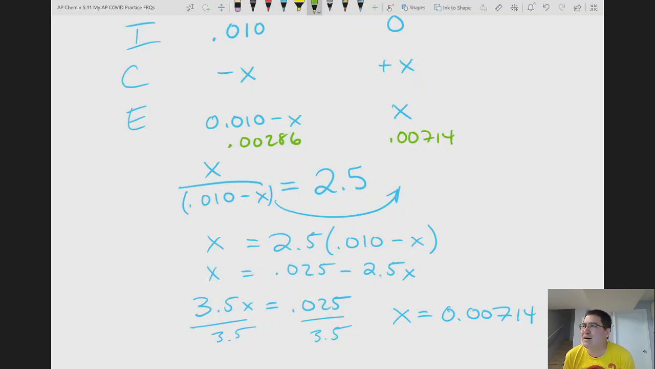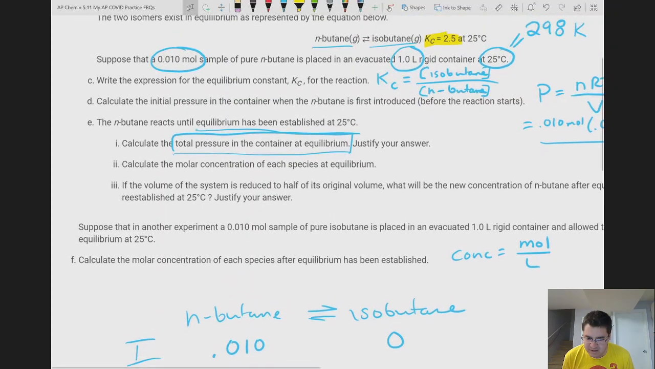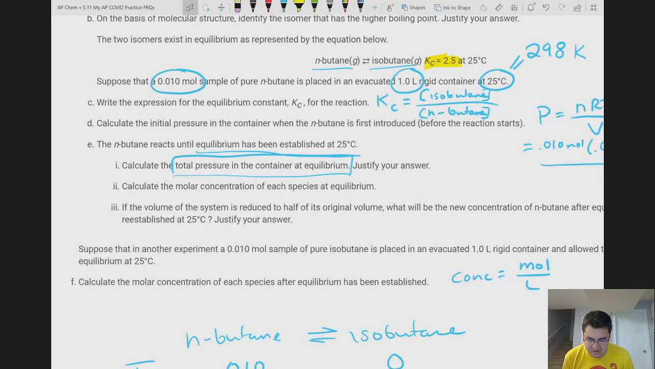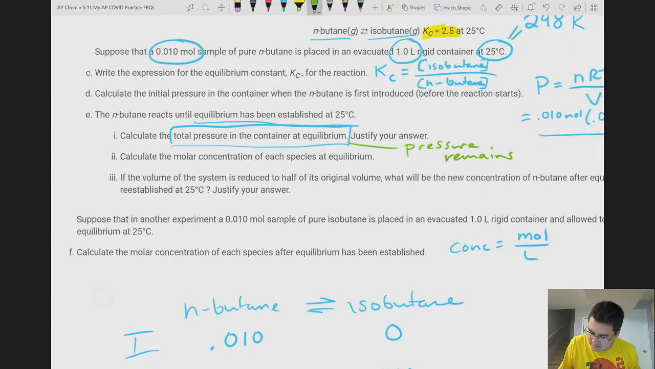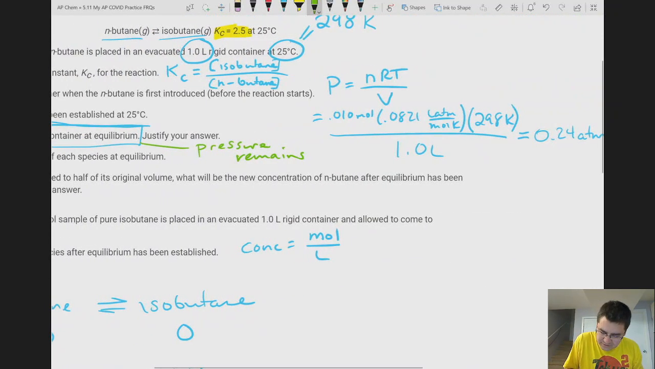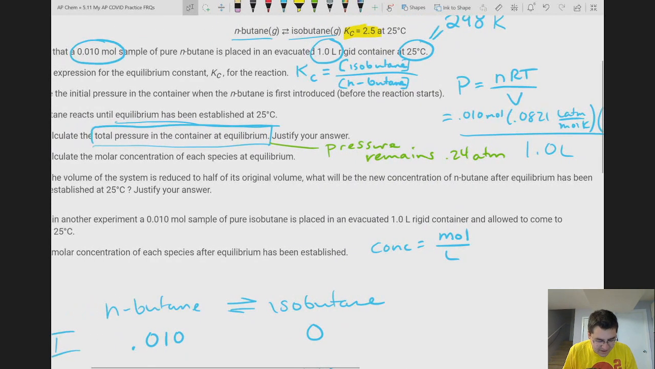And what's true about the moles? They're the same. The pressure's not going to change. You're right. So as long as the temperature hasn't changed, which it hasn't, the pressure is the same. Pressure remains 0.24 atmospheres. Very good.